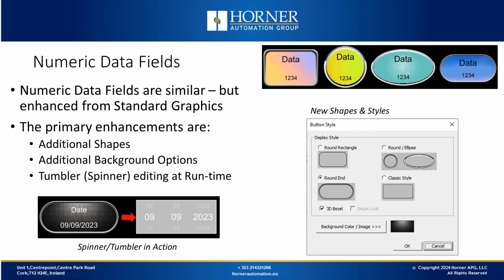You also have more background options because nearly every object in Canvas can have a custom background. So as well as colors or gradients, you can now choose to use custom images and patterns. For integer type objects or for date or time type adjustments, you can select a spinner or tumbler for the operator to use to edit data at runtime.